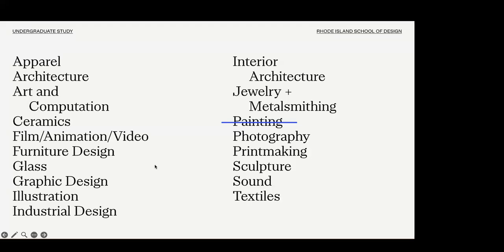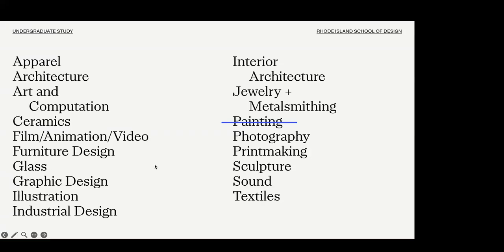So this is the list of our 17 undergraduate majors. Please note that transfer admissions is based on space availability within each major. So admissions really has no way of knowing how much space will be available prior to that March 17th application deadline. So that's why it's a space-dependent process.